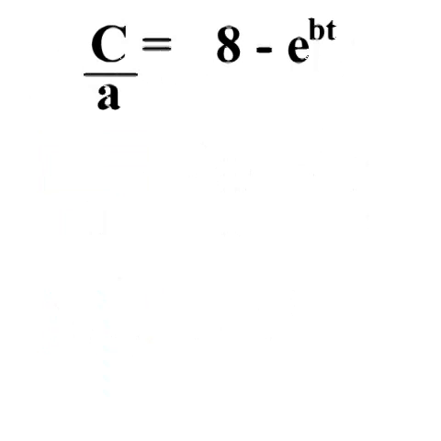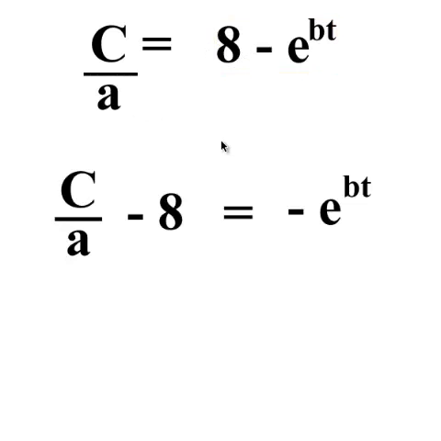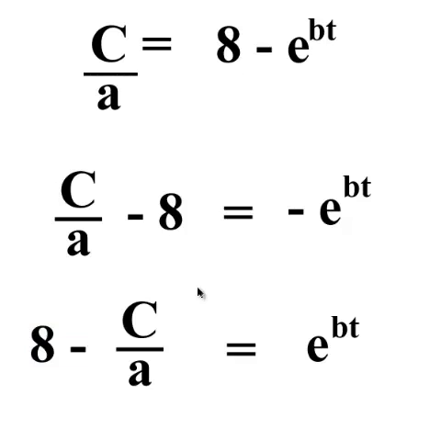Let's get some working room. So the next step I'm going to do is subtract 8 from both sides. That gives me that. This is a weird one. I don't like working with negative e's, so I'm going to divide both sides by -1. And when you divide this by -1, all it does is reverse the order of the values being subtracted. So again, multiply or divide by -1, it just changes the order of what's being subtracted. So now I got my positive e to the bt.